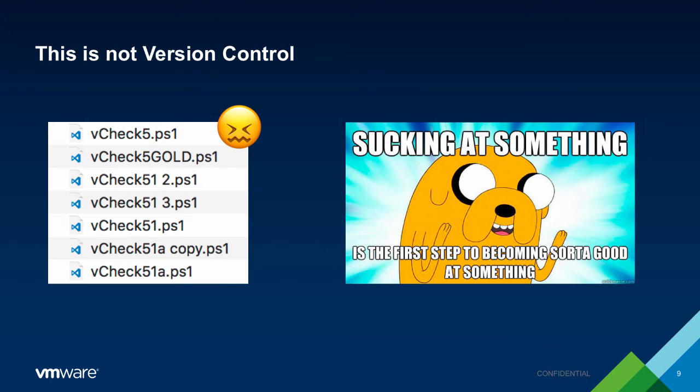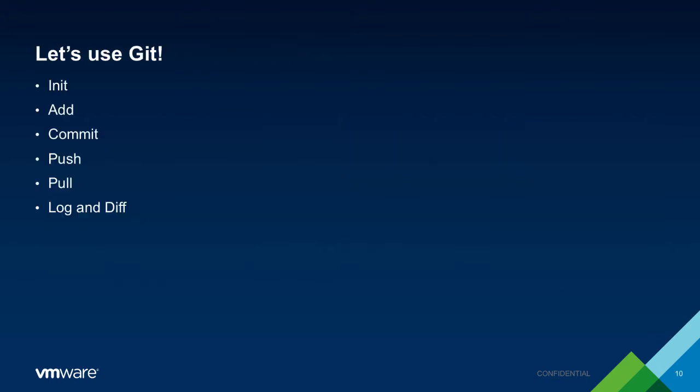And remember, going back to Jake the dog, my spirit animal, sucking at something is the first step to becoming sort of good at something. So let's become good together. Git, as I said, is probably the most popular version control tool system out there. So that means there's a ton of learning resources available to us.